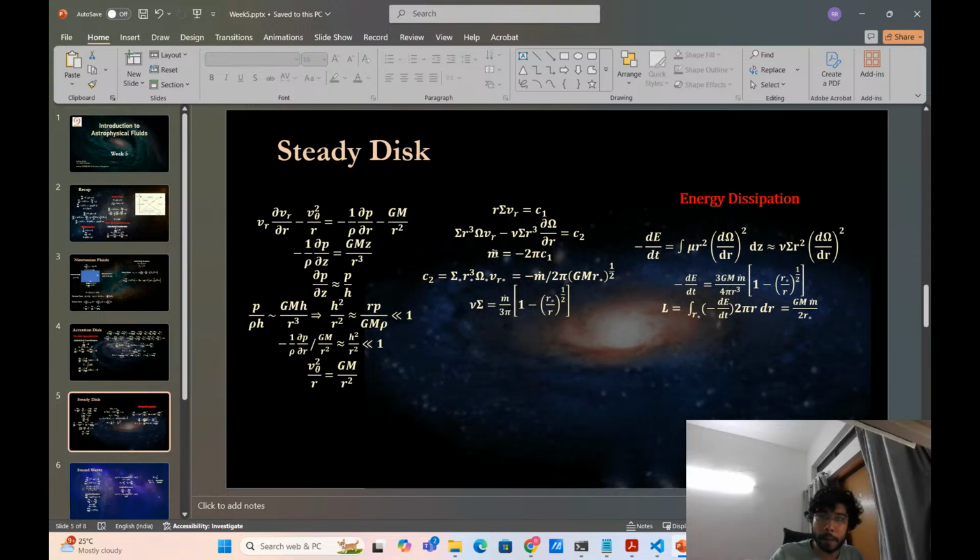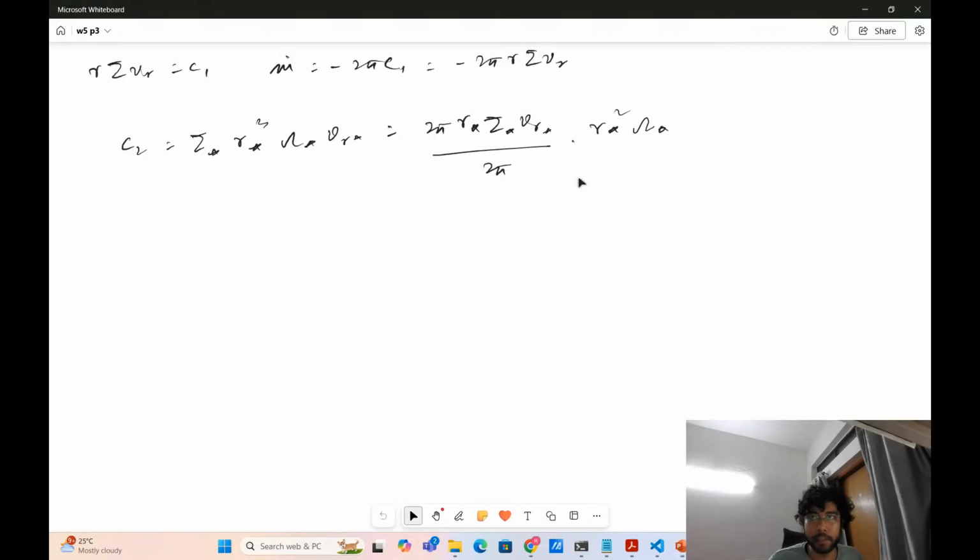Sorry, I'm not sharing this. So r sigma VR is C1. So m dot is 2 pi C1, which is 2 pi r sigma VR, and C2 is basically sigma star r star cube omega star VR star. And we are writing this as this thing.